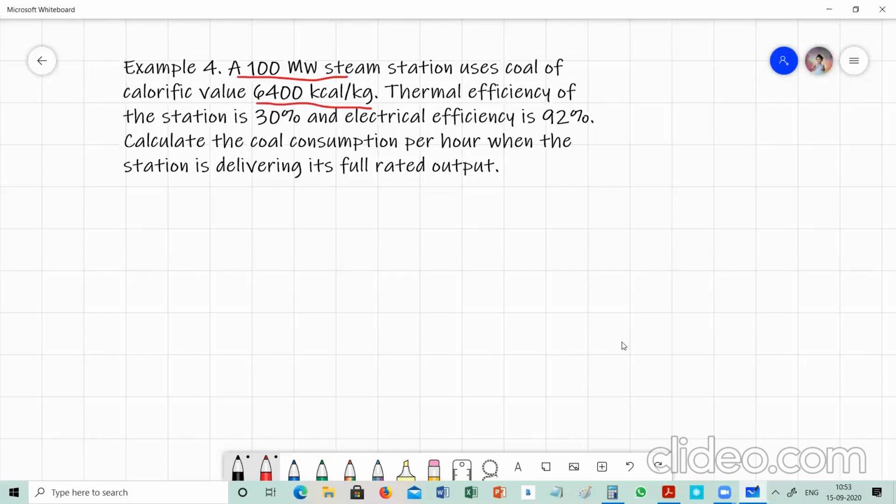The thermal efficiency is 30% and the electrical efficiency is 92%, and they ask to calculate the coal consumption per hour. Okay, coal consumption per hour when the station is delivering its full rated output. So the station is delivering 100 megawatt of power, and in that case what will be the coal consumption per hour?